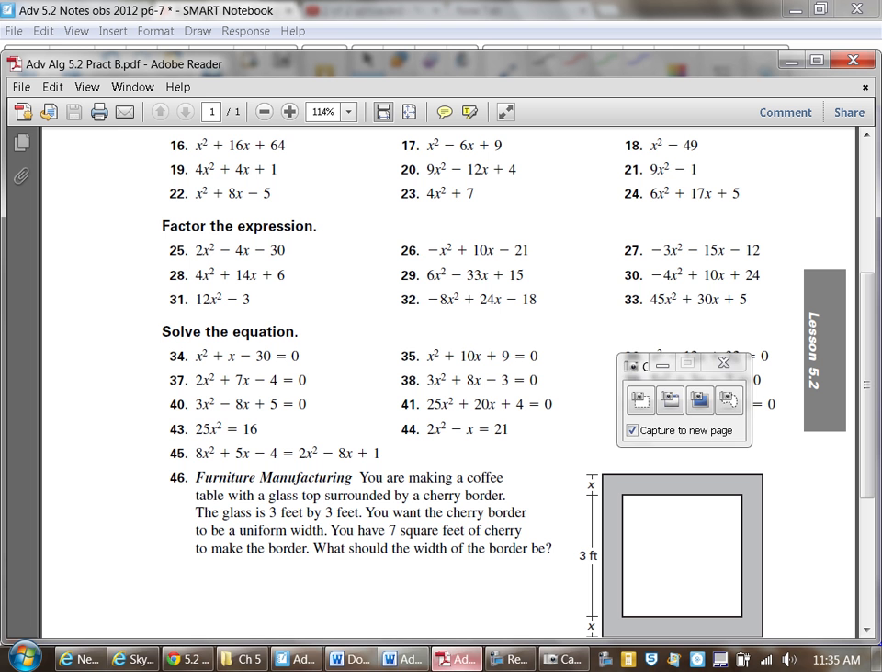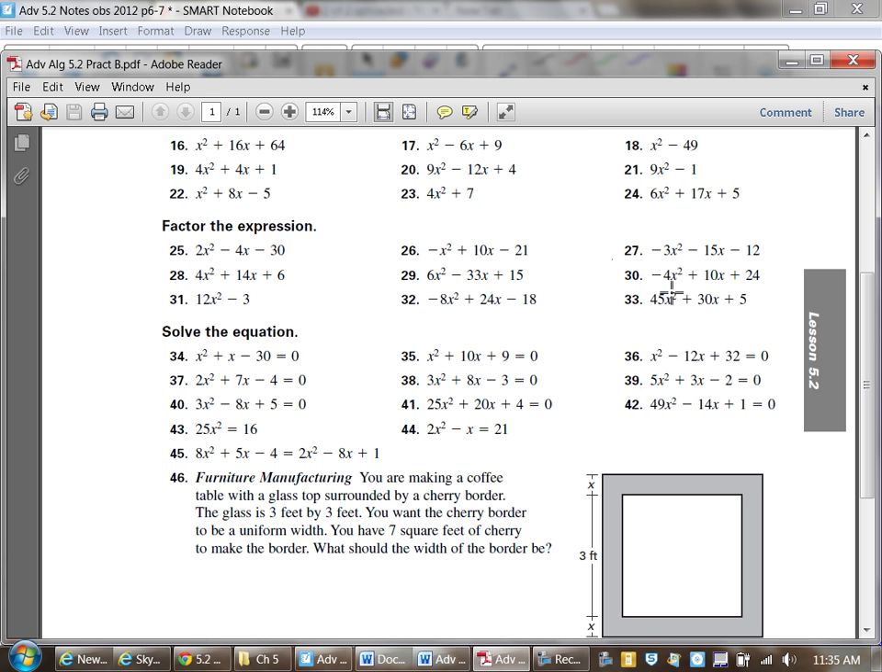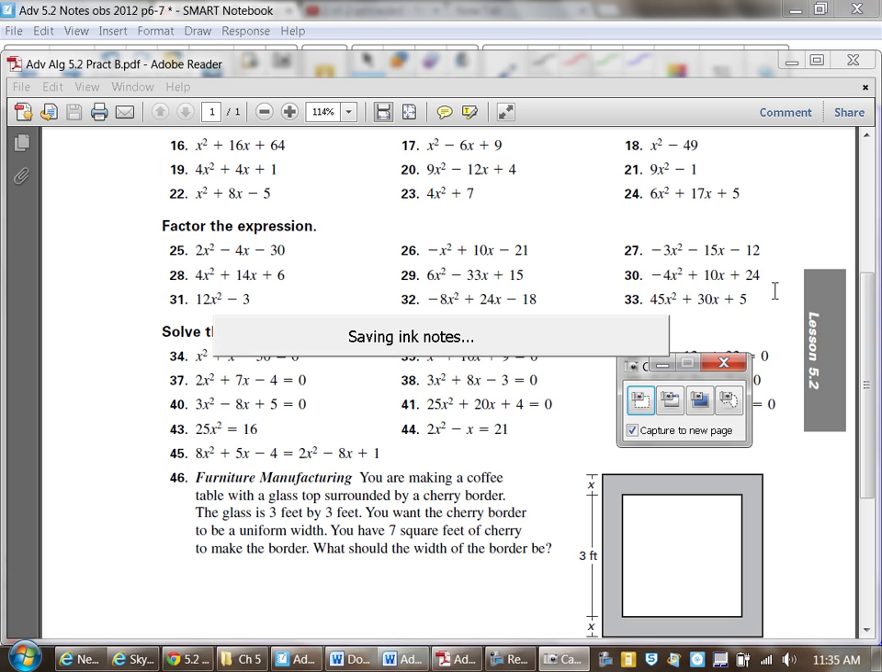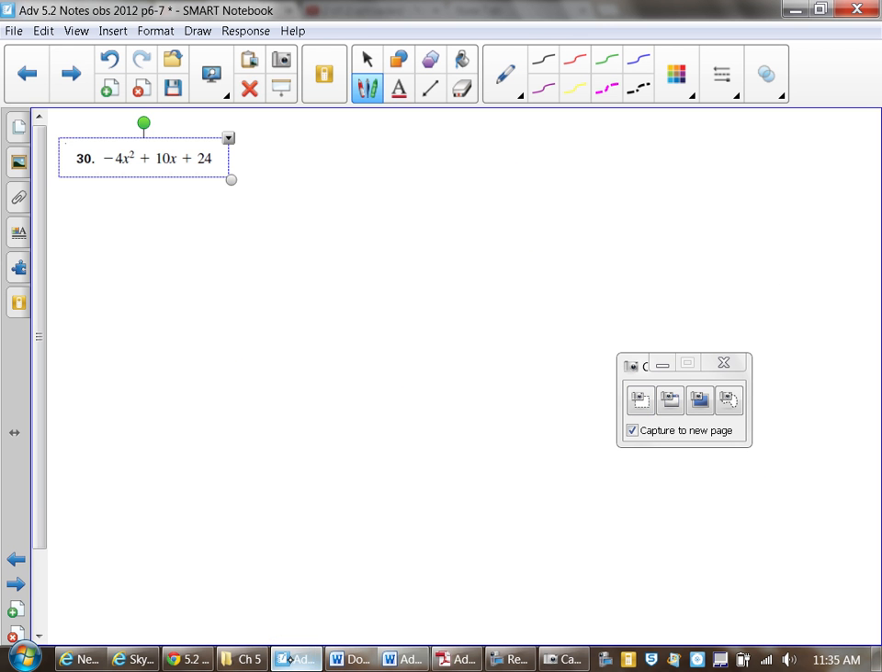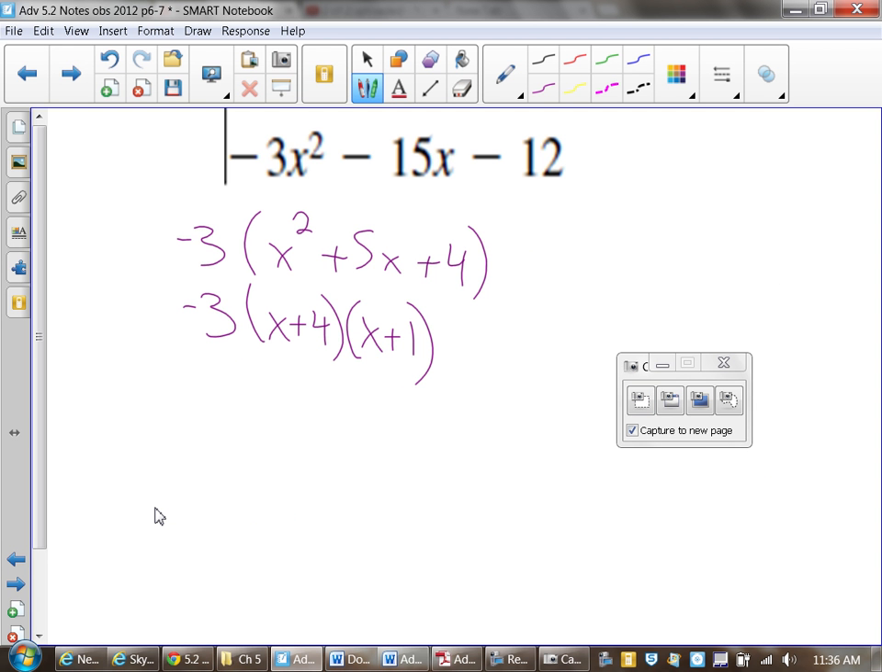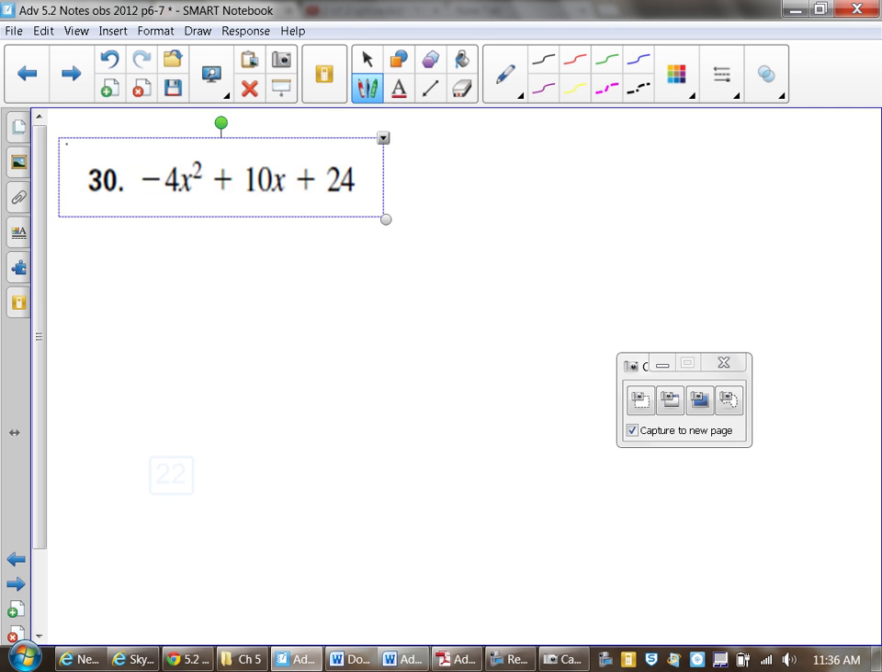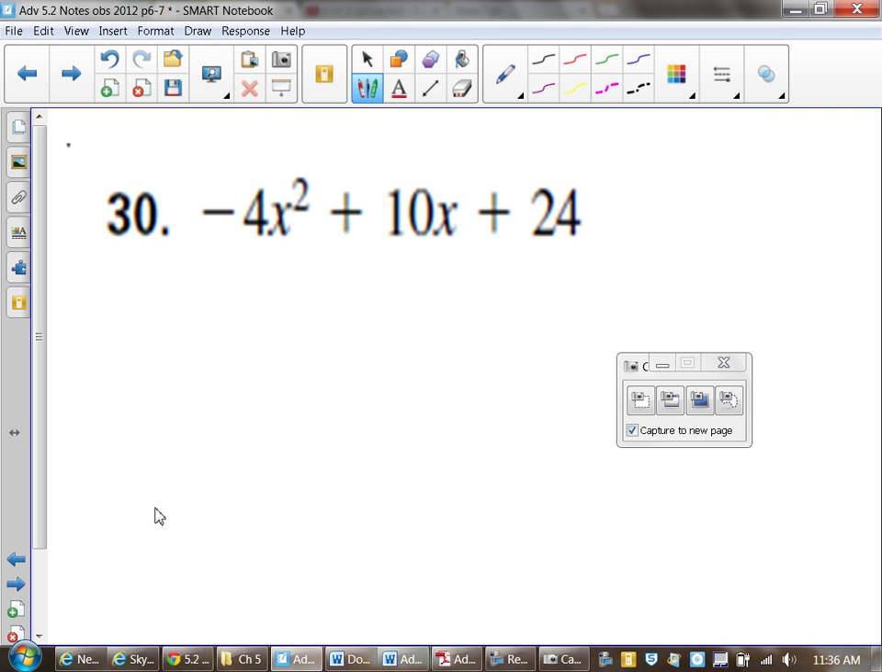Try the next one. There's nothing else. It doesn't say equals 0, so all I can do is just factor it. I didn't do anything else to it. So do this one. Factor that one.